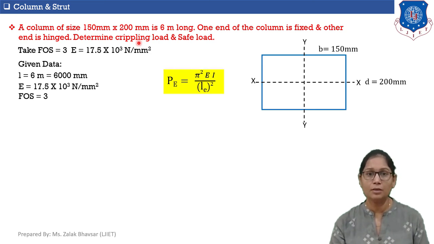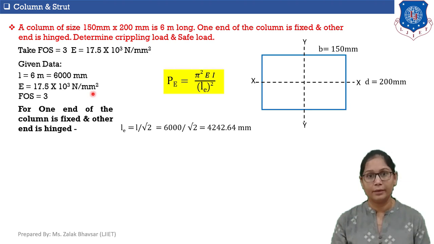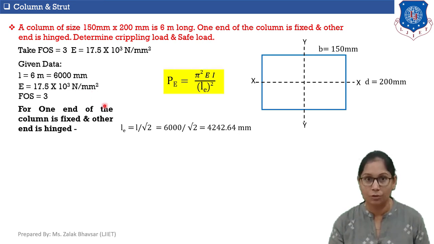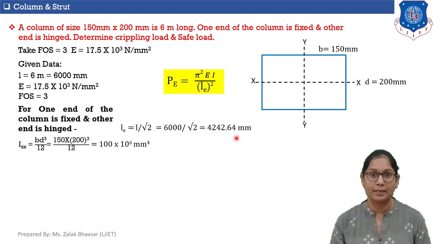Okay. So let's start solving this numerical. Here the column end condition is already given. One end of the column is fixed and the other end is hinged. And we know that for such a column, effective length LE is equal to L divided by under root 2. The original length of this column is 6000. So 6000 divided by under root 2, which is equal to 4242.64 mm.